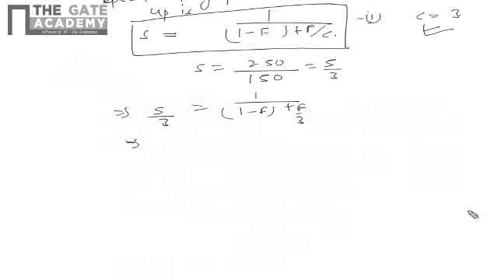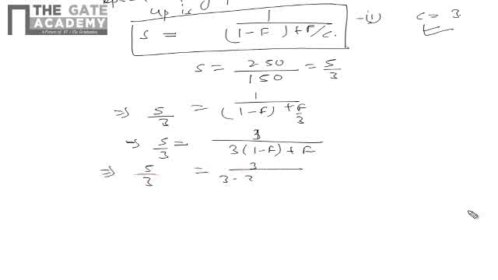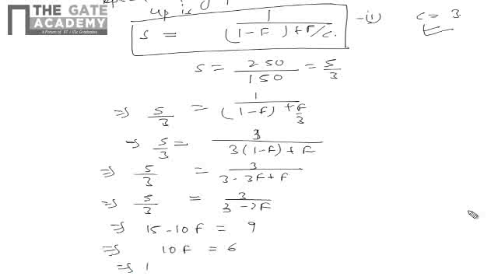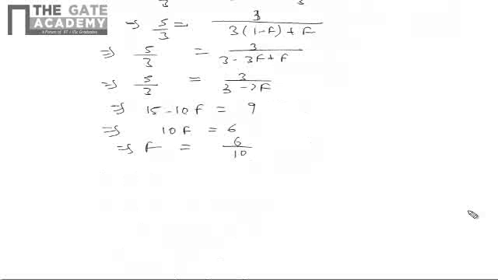right? So this will be 5 by 3 equals 3 by 3 into (1 minus f plus f), and this will be 5 by 3 minus 3f plus f. So 5 by 3 minus 2f. So this will be 15 minus 10f equals 9. Okay, so this will be 10f equals 6. So f will be 6 by 10, that is 0.6.